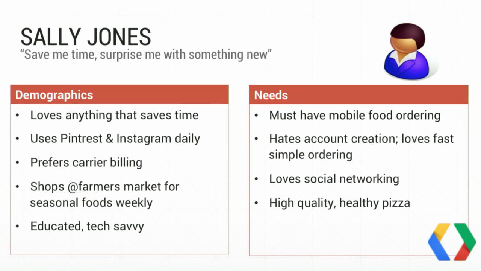So now we're going to go to our second persona, which is Sally Jones. And her tagline is, "Save me time, surprise me with something new." So let's take a minute and look over Sally. So we can tell she's also educated and tech savvy, and she shops at the farmer's market weekly, so she likes local artisanal ingredients, and she likes social networking, and she also likes high quality healthy pizza.